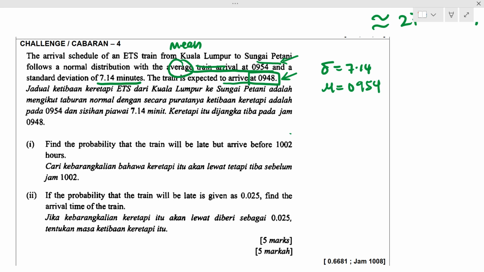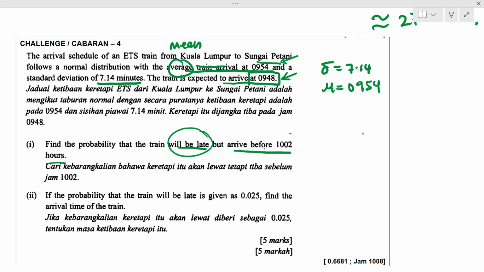Find the probability the train will be late but arrive before 10:02 hours. What do you mean by late but arrive before 1002? Sorry, 10 to 2. Okay, what we can do is arrive late. Arrive late before 10:02 hours.